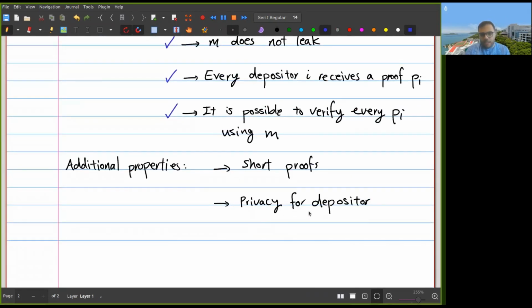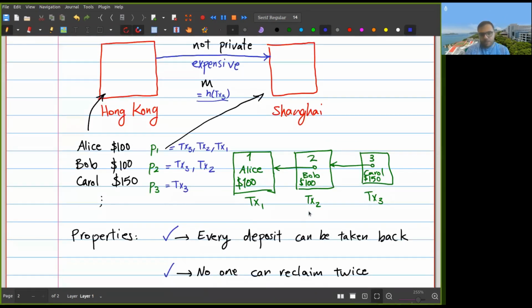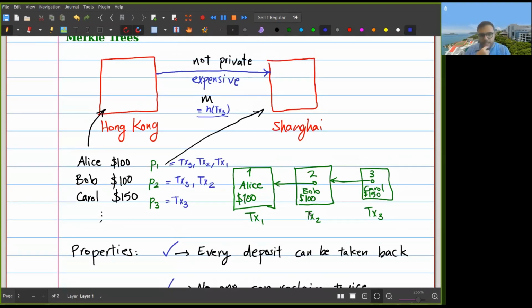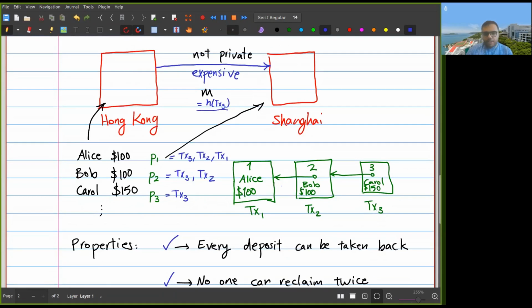So how can I create this privacy for the depositors? Well, what I can do here is that I can just change what the transactions contain, right? So right now, the transactions basically contain pointers to the previous transaction, but they also contain all the personal information. So the name of the depositor and the amount of the deposit. But instead of doing that, I can say I'll just include the hash of these personal data.